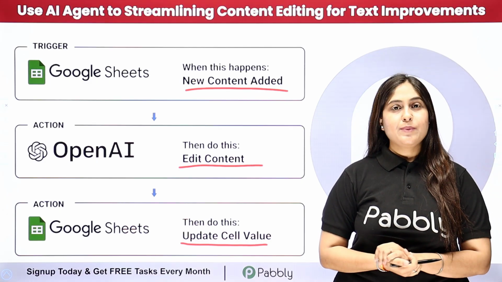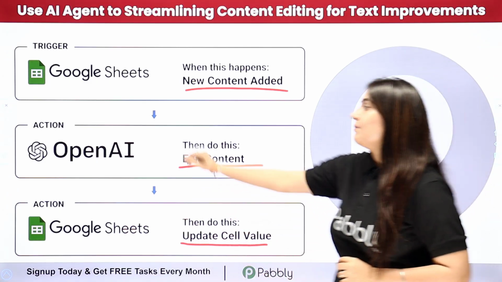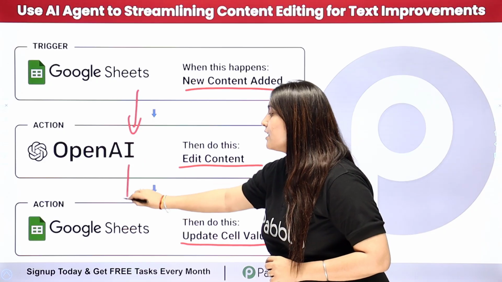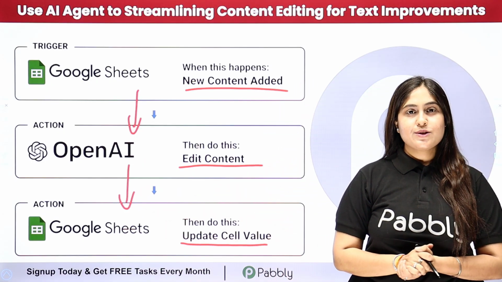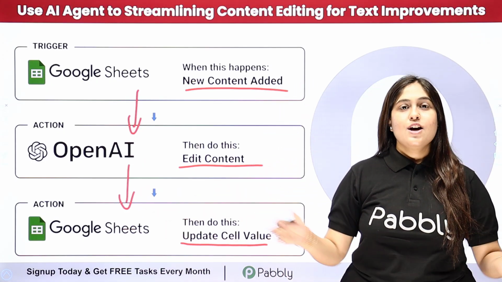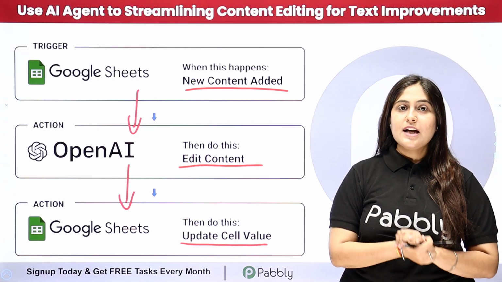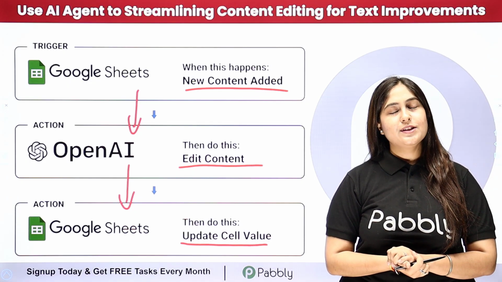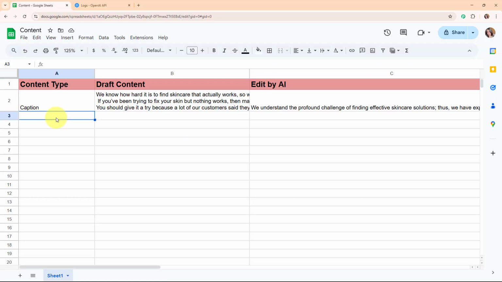To automate the entire process, I need to connect my Google Sheets with OpenAI and my Google Sheets again using an automation software named Pabbly Connect. So to see the working of this automation and to learn this process step by step, let me take you to my screen. Welcome to my screen.